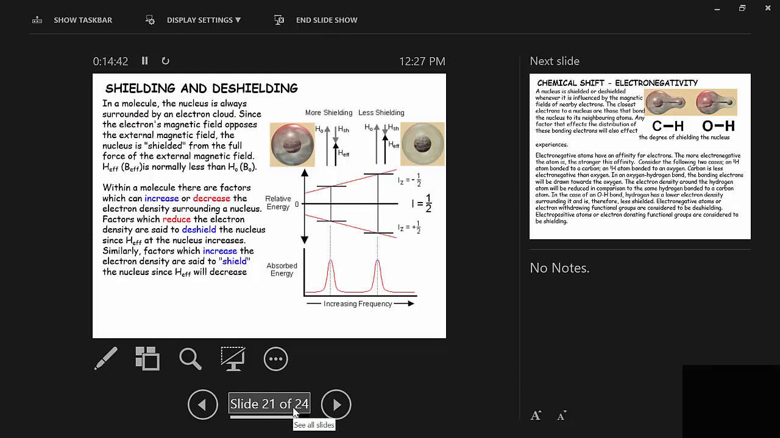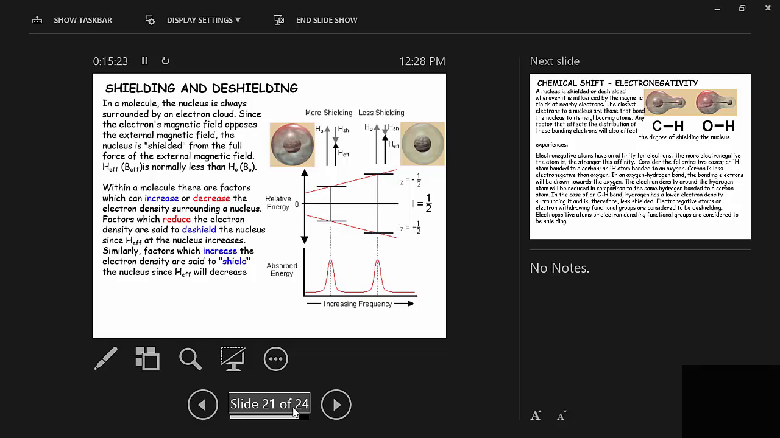More shielding, that is a more dense cloud, is going to result in the external magnetic field, in this case they're calling it H naught rather than B naught. It doesn't matter, those are both symbols for that, is going to depend on the shielding. If the shielding component is quite big, which lowers the external magnetic field, so we have H effective. And we can see that the energy is lower. This is increasing frequency this way, so increasing energy this way. So this absorbs a lower energy. So the more shielded it is, the lower energy it absorbs.